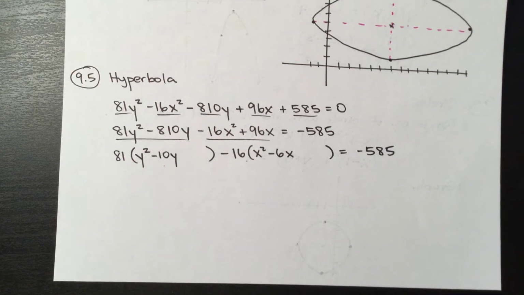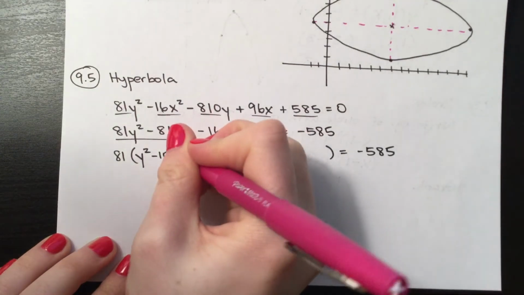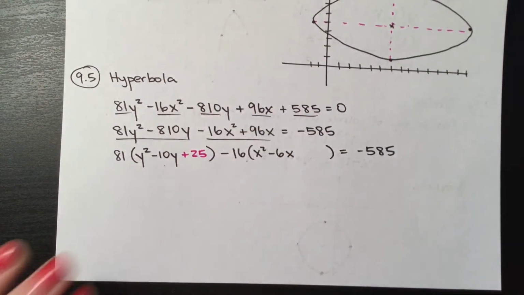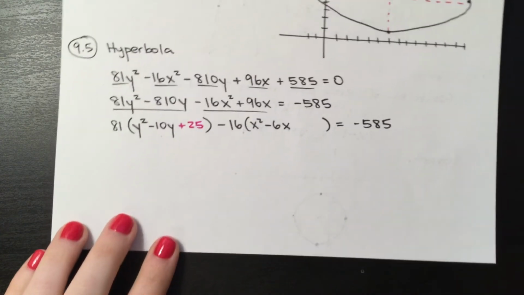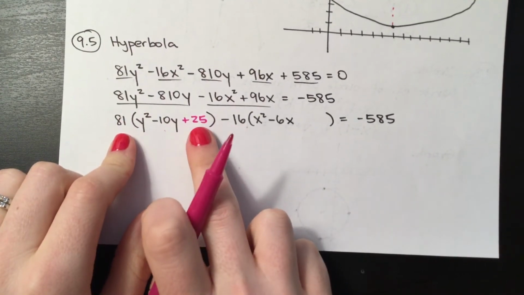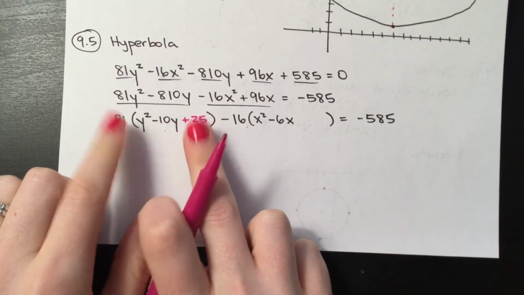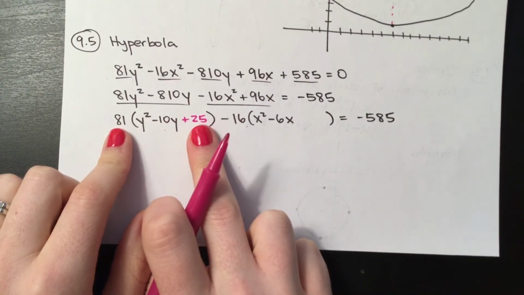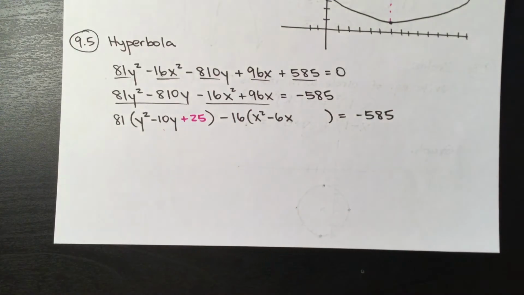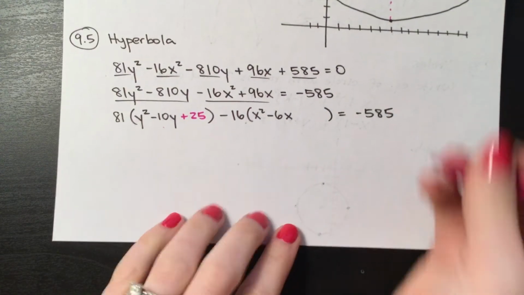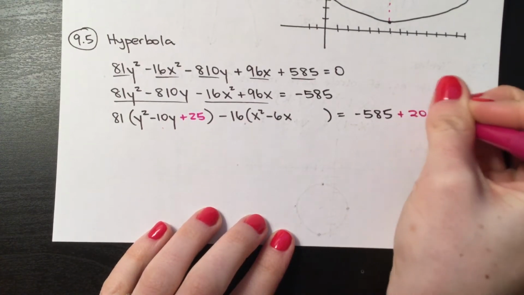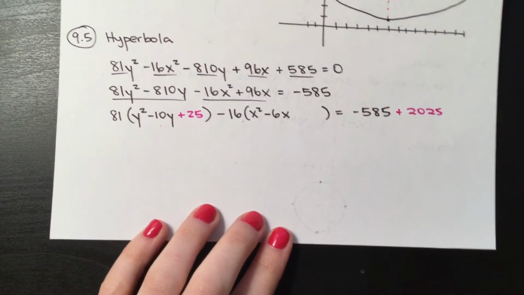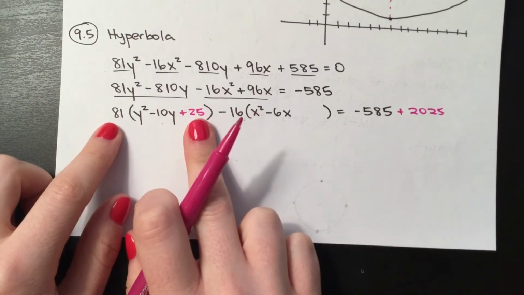Right here, I start with my -10. My -10, I cut it in half to get -5, and then square that to get 25. So this is plus 25. This is the part that people have a hard time with and end up forgetting about. Remember, when I added in this 25, this is really 25 times 81, which is going to be a big number, but that's the number that I should be balancing on the other side of the equation. So 81 times 25 is 2025. So you should also be adding 2025 to the other side of the equation.